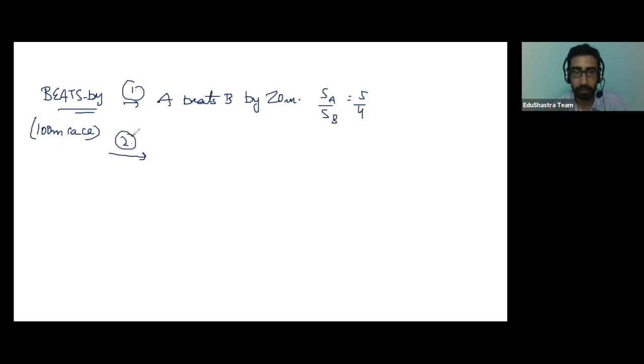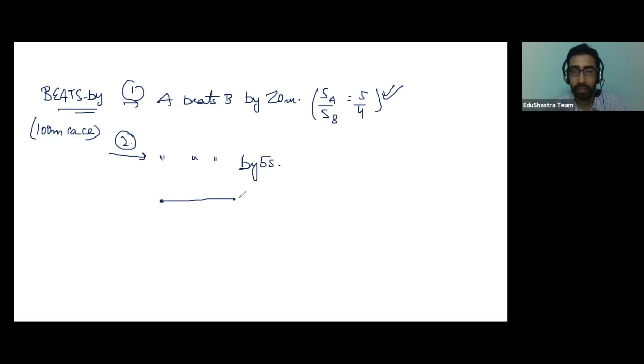What would have happened, or what could we have inferred, had the question said A beats B by 5 seconds as a separate piece of information? Could we have also then inferred something about their speeds? Could we have got some relation between their speeds? Now, first of all, what does this mean? What does A beating B by 5 seconds mean?